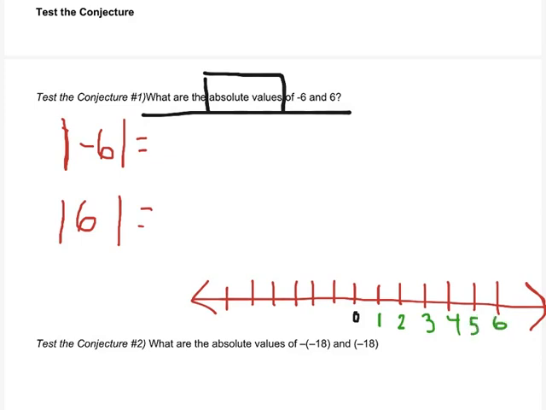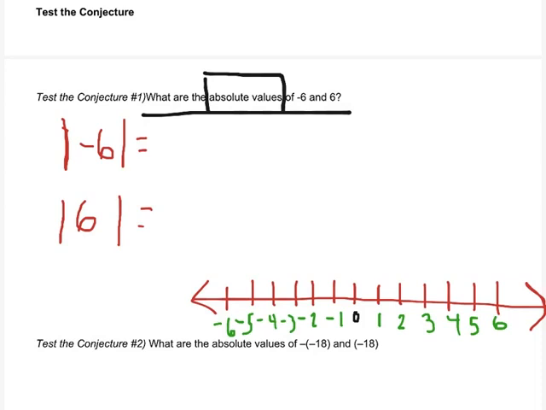Great. And then on the other side, we're going to need our negative numbers, which means we cannot forget to write our negative sign in front of every number. So 1 less than 0 is -1, -2, -3, -4, -5, -6. Okay. We're almost there to figuring out what is our absolute value of -6 and 6.